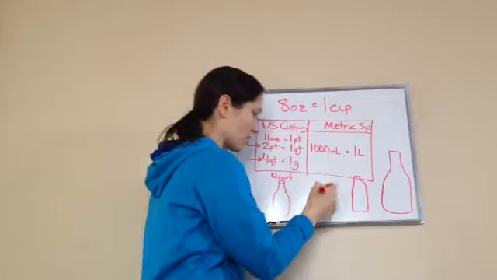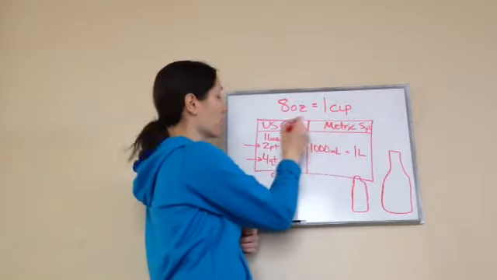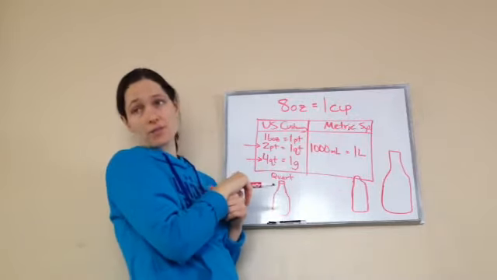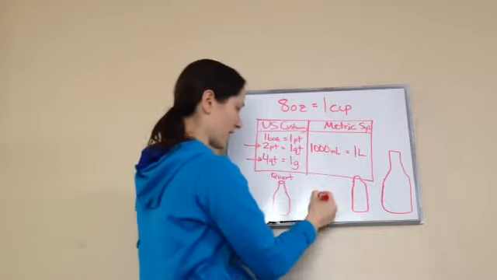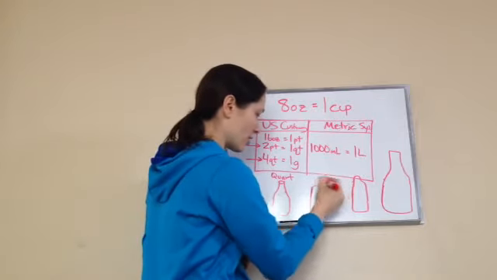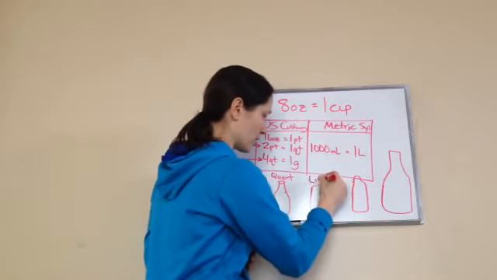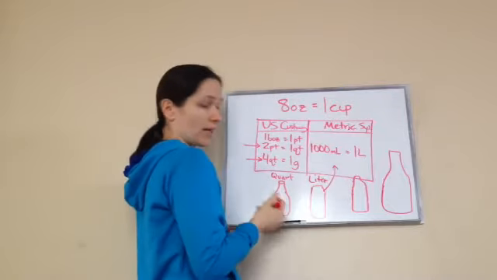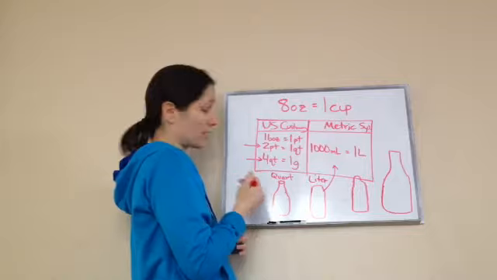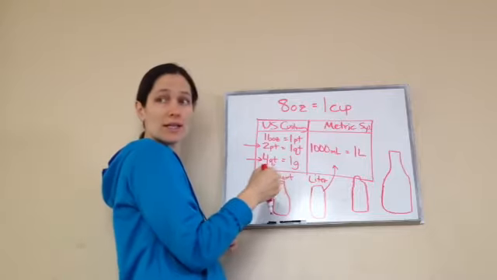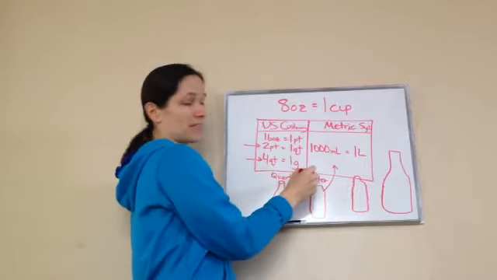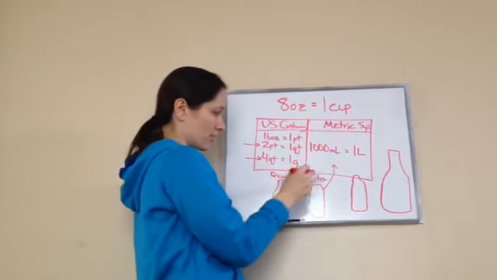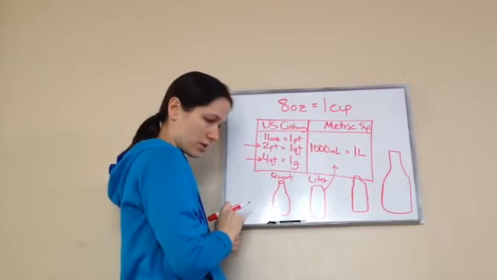But a liter is the metric system, a quart is the U.S. customary system. This is what the metric system uses, China, everybody else. Liter. Liter and quart. Got it?